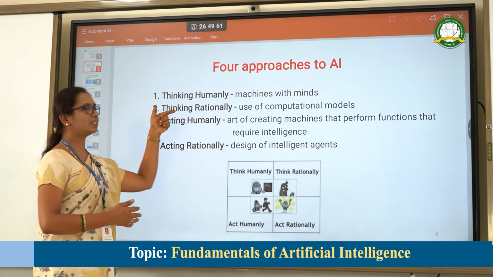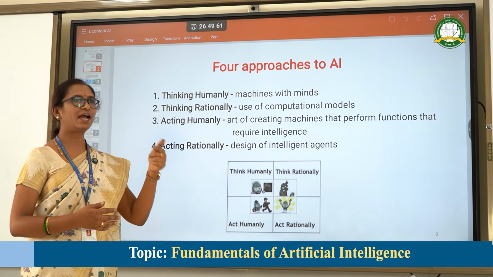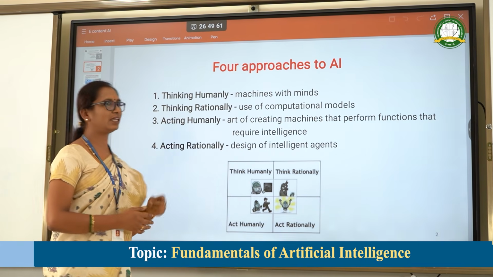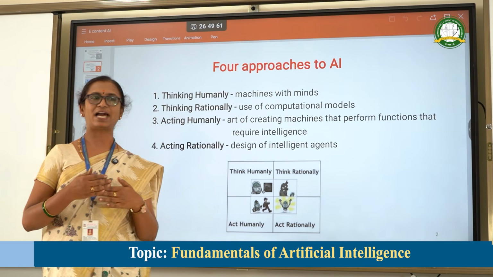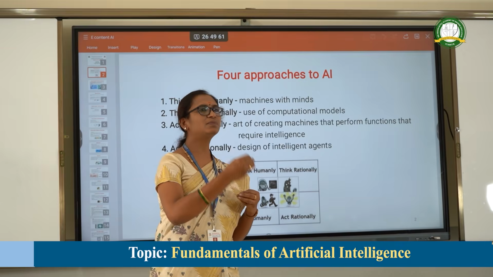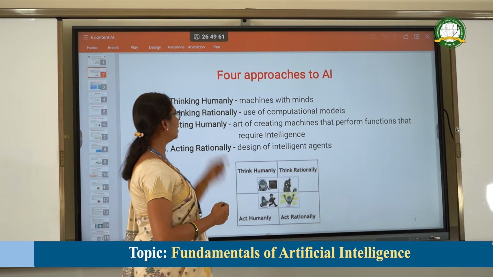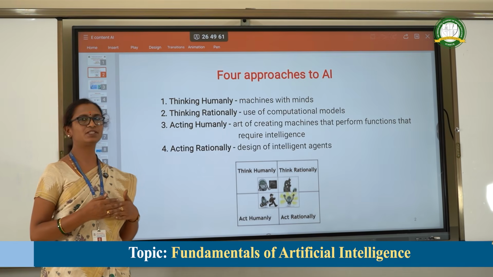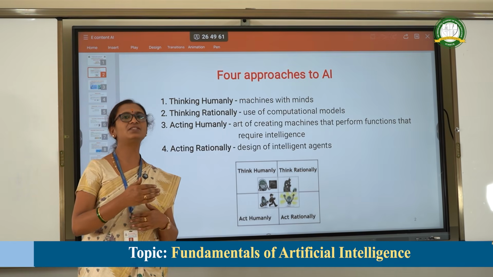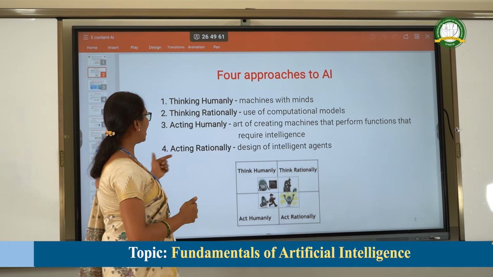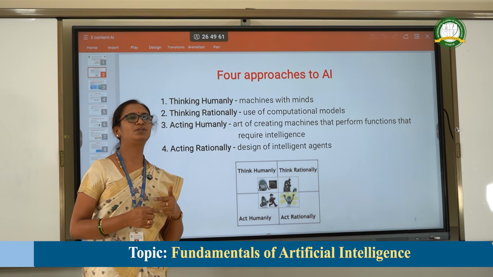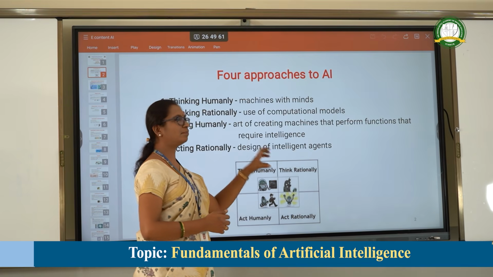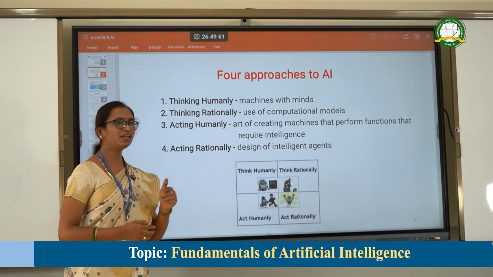So, thinking humanly is machines which act as though they are having minds to think like a human. Then thinking rationally, with whatever computational models we have today, we try to get the maximum usage of them. Then acting humanly is an art of creating machines that perform functions that require intelligence. Then acting rationally is basically to design the intelligent agents. So these 4 approaches are the basic building blocks in understanding any of the AI.